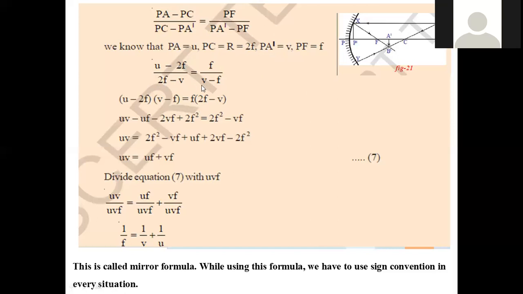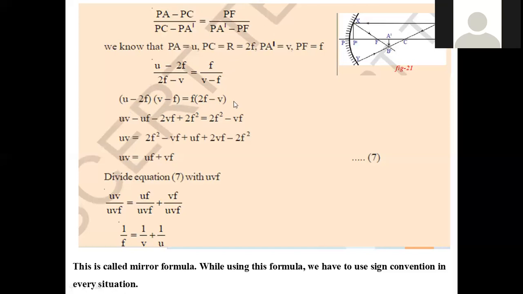Now what will we do? We will apply cross multiplication. So numerator and denominator get multiplied, denominator and numerator get multiplied. This is called cross multiplication. Now we apply (U minus 2F) into (V minus F) is equal to F into (2F minus V), right? So this denominator going to the left side will be multiplied, and this denominator going to the right side will be multiplied, so that we get the extended equation.